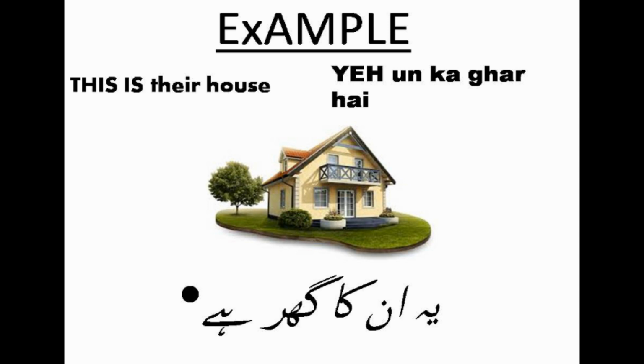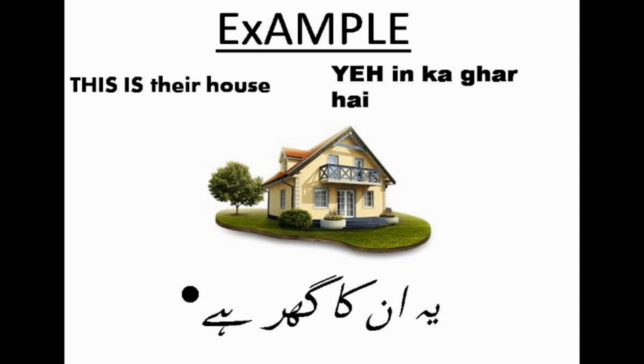It can also be said in this way. ये इनका घर है. Repeat after me. ये इनका घर है. Again, the word ka is used for a masculine object and in is used to point at the person which is close to you.